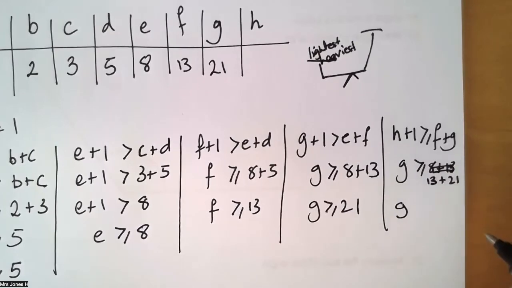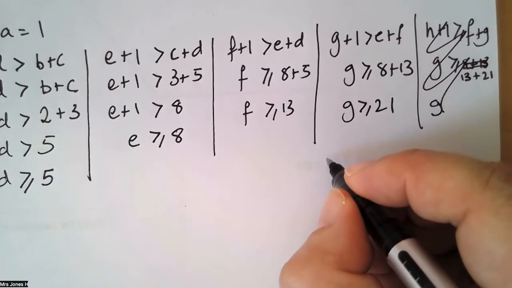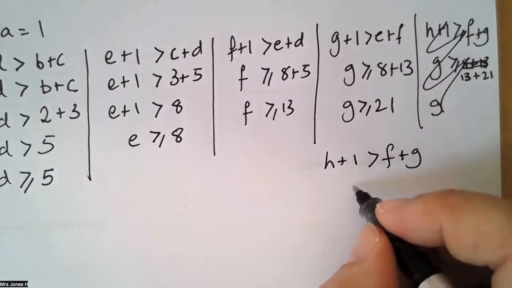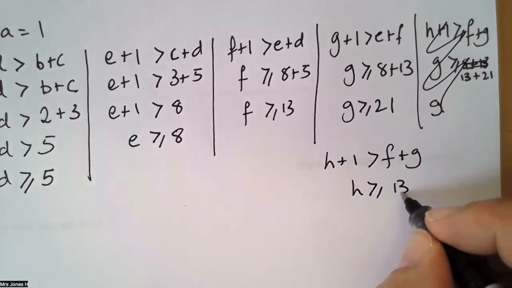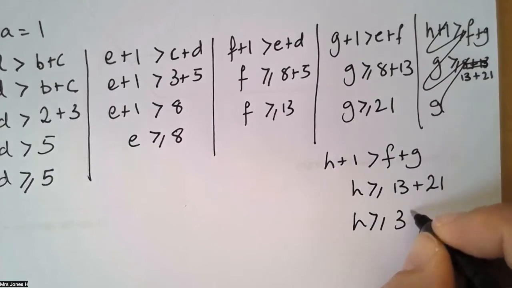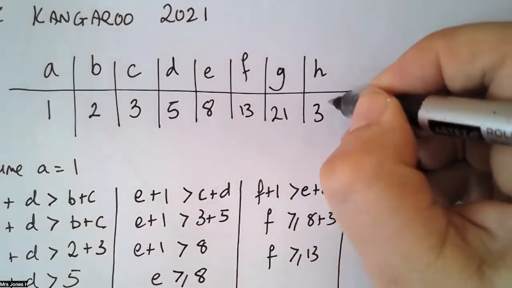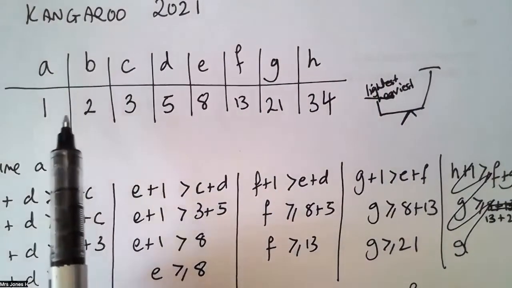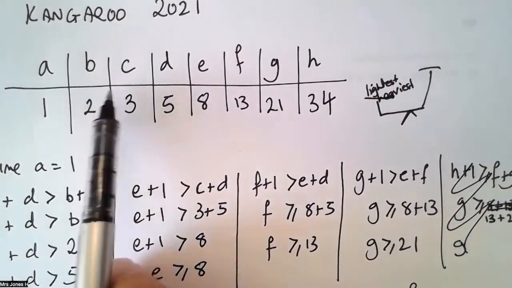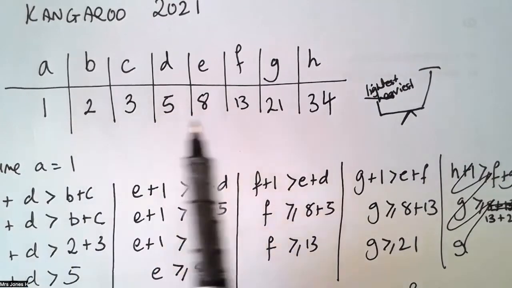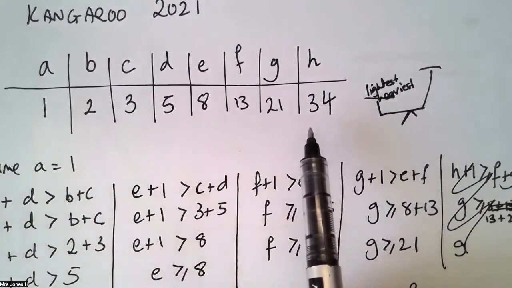Let's try that one again. So H plus 1, F plus G. H is greater than F, which is 13, G, which is 21. Okay. So therefore, using A is 1, assuming that B and C are the smallest values possible after 1, we get to a value of H is 34.